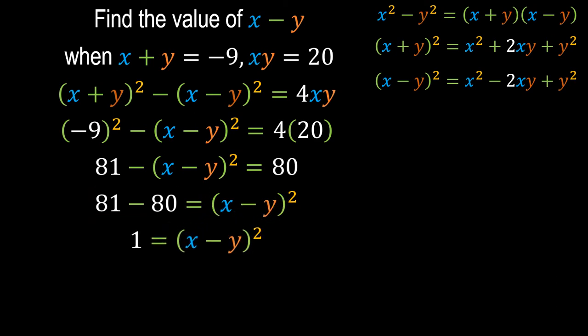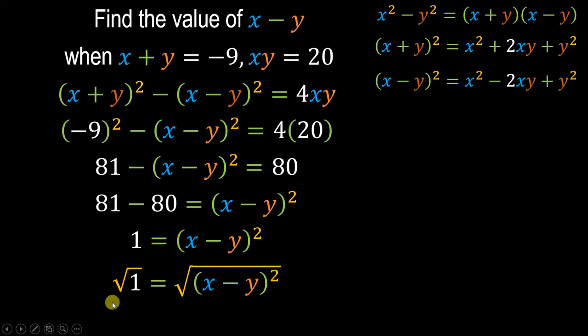Now we have solved 1 equals (x minus y) whole squared, but we need to find x minus y, so we have to remove this square from here. And you better know, to remove a square from either side of an equation, we have to take the square root on both sides. On this side, the square root will cancel out the square, and on this side, the square root of 1 is simply 1. So we have 1 equals x minus y, which we were supposed to find in the question.